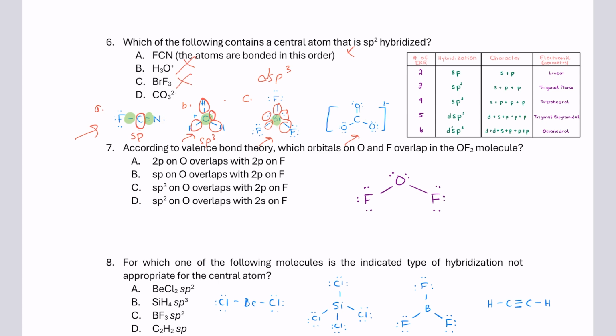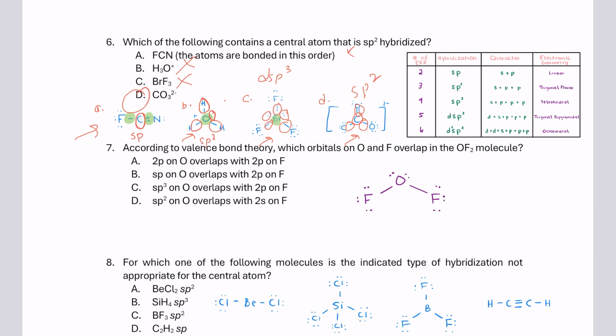Then finally, for D, we're going to draw one of the 3 resonance structures that we can for the carbonate polyatomic ion. And we notice that the central atom here is carbon. It's surrounded by 3 electron-rich regions, which means the carbon atom is going to be sp2 hybridized. The correct answer is D.